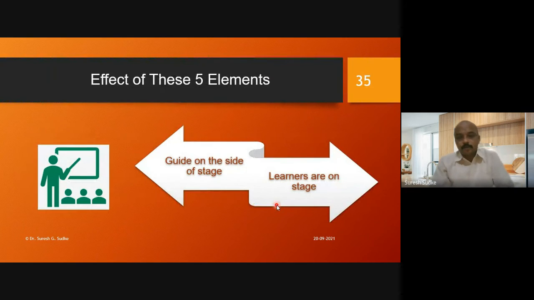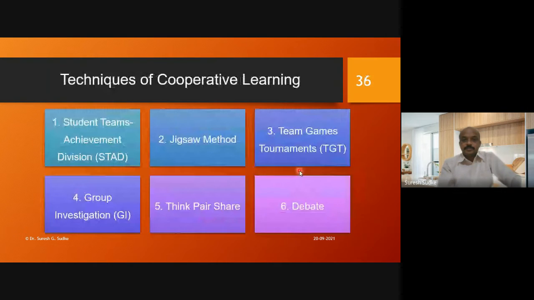Now, what is the effect of all these five components or five elements? We know that in traditional learning, the teacher is present on the stage. But when we shift from traditional learning to cooperative learning, the learners get the opportunity to present their achievements on the stage. So what are the different techniques? In the next half an hour, we are going to discuss the different techniques of cooperative learning.